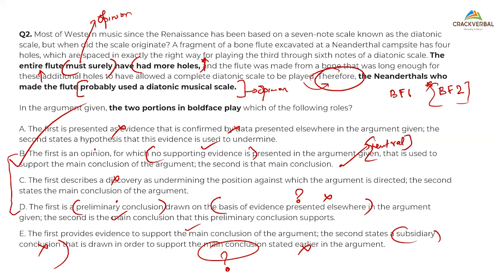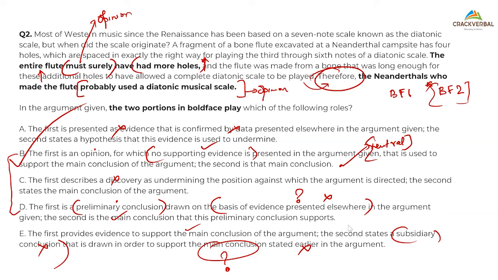A fragment of bone that was long enough to accommodate additional holes. Where? It says the flute was made from a bone that was long enough for these additional holes to have allowed a complete scale. So the second is the basis of evidence. The first is a conclusion drawn on the basis of evidence presented elsewhere in the argument given. The flute was made from a bone that was long enough for these to have allowed a complete scale. But what is the agenda? It must surely have had more holes. So does this really, I'm just saying, was long enough? Was it a sure evidence? Was it a sure shot evidence?